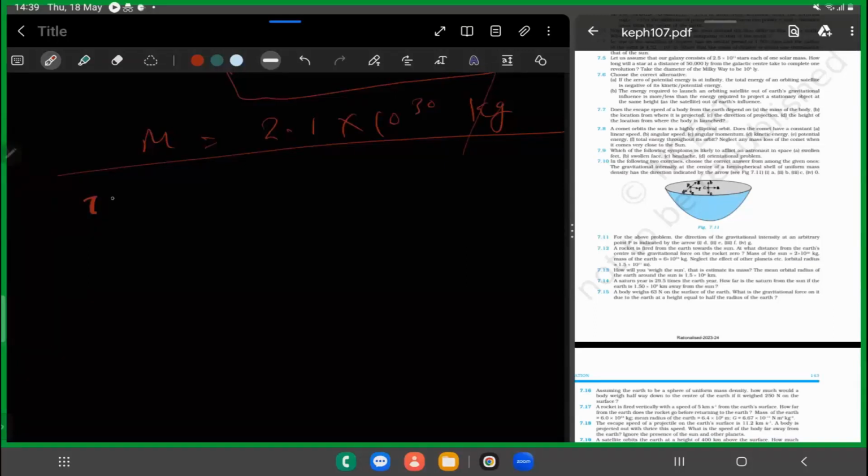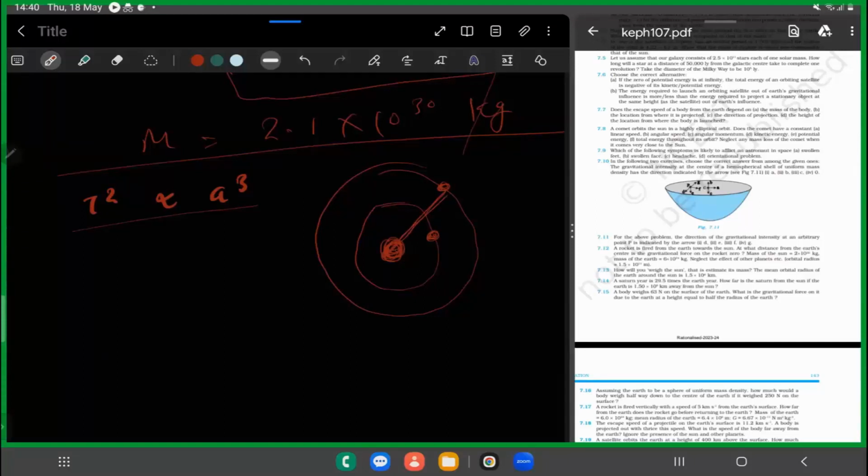So this says that T squared is proportional to a cube. Let's say this is our Sun, and this is the orbital radius of one planet, and this is another planet. We can consider this as Saturn and this as Earth. So you have to find this distance, the distance of Saturn from the Sun.